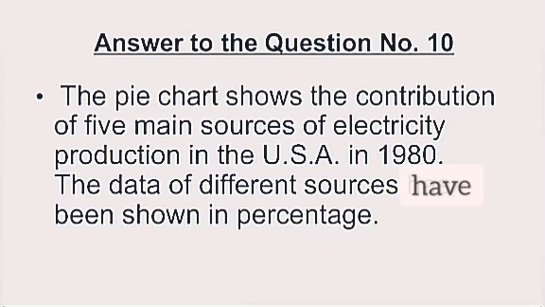And then comes our first part, the introductory part, where we are going to take the name of the subject and other information. So as it was a pie chart, let us see what we have written over here. The pie chart shows the contribution of 5 main sources of electricity production in the USA. That means there were 5 sectors, those who contributed to the total electricity production of USA in 1980. The data of different sources has been shown in percentage. As you can remember, all the data were shown in percentage and the pie chart was presented accordingly.